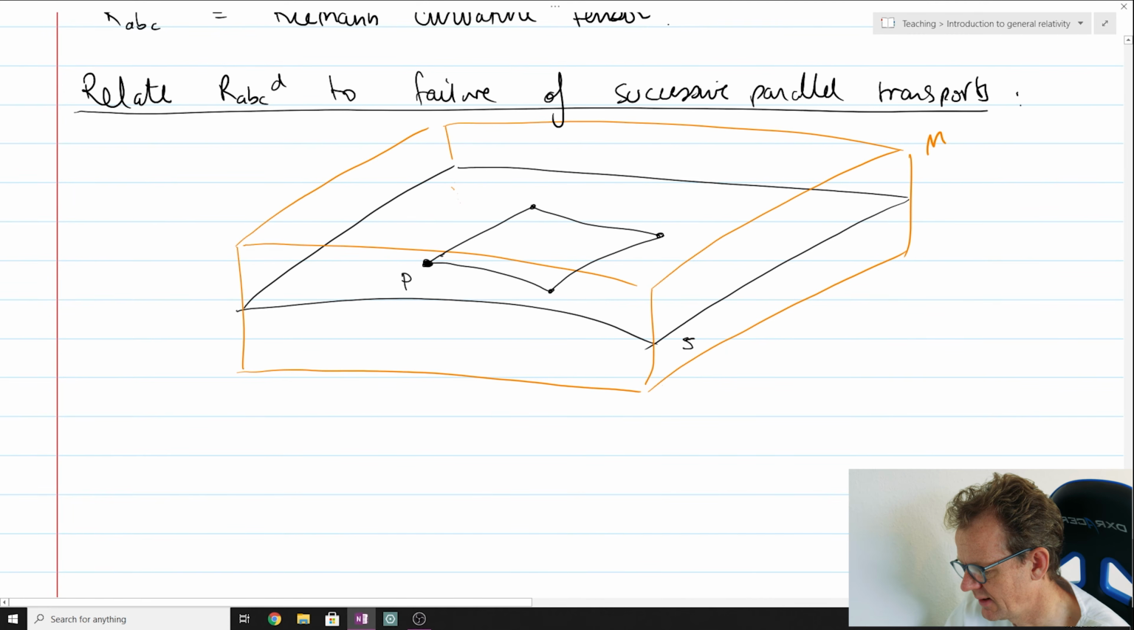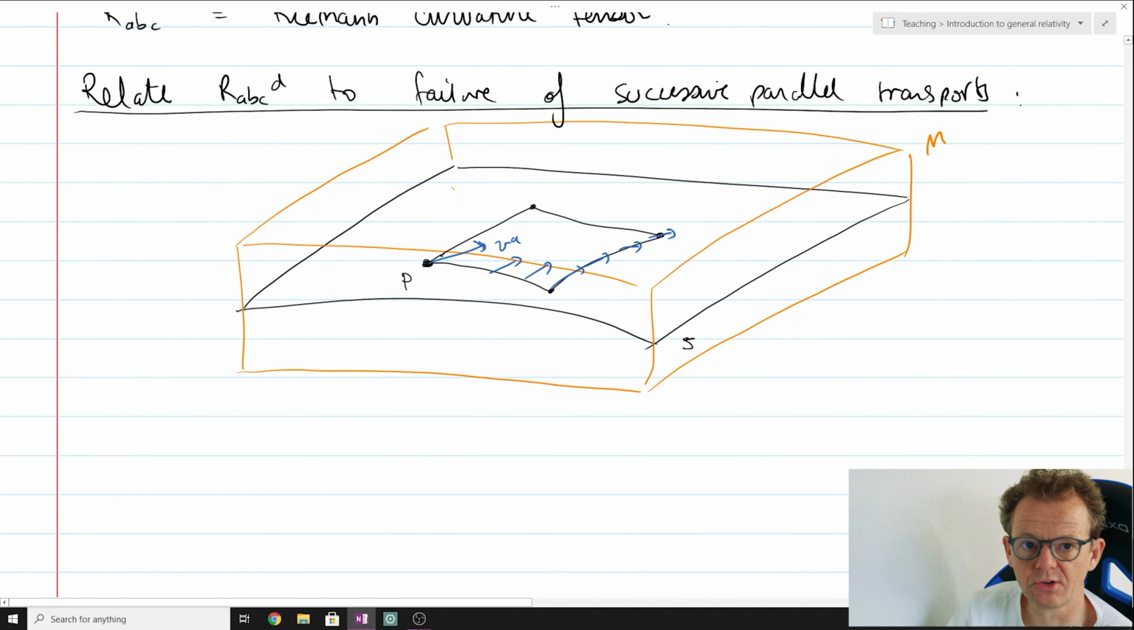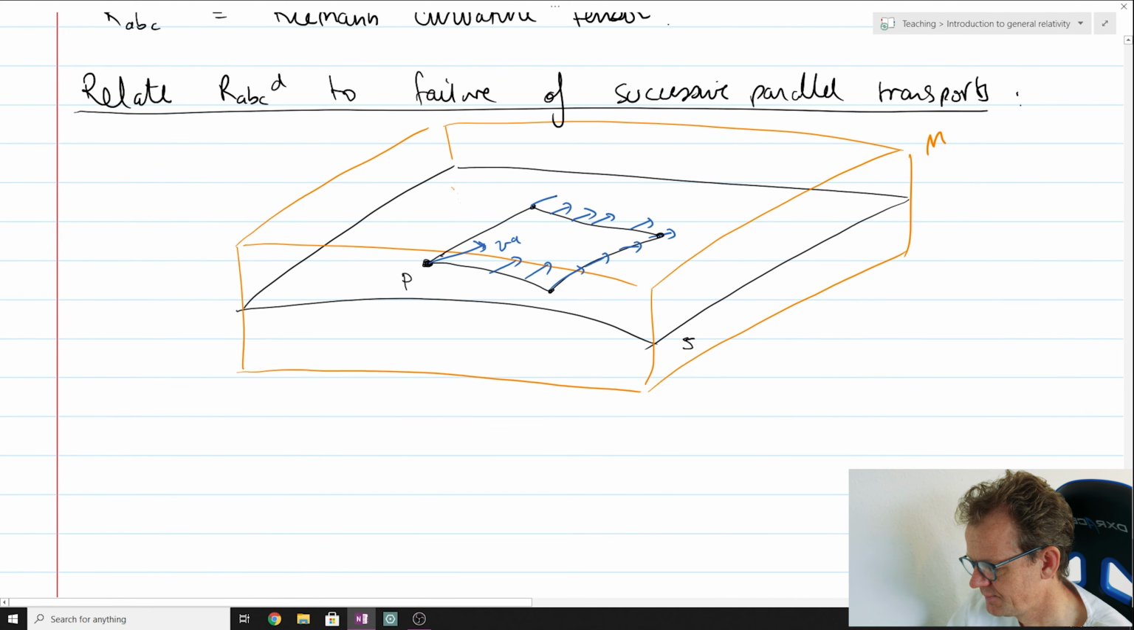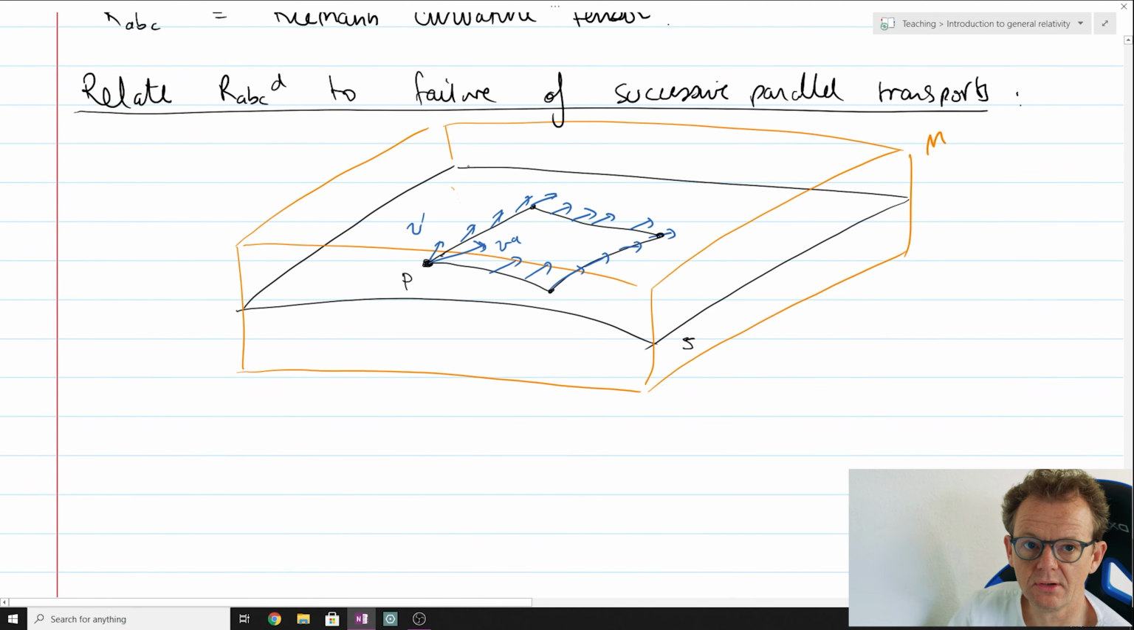So suppose you have a vector V at P, and then you parallel transport it along one direction in your two-dimensional surface. And then you parallel transport it along this next part of a little square that you've drawn in your surface. And then so on, you parallel transport it back. And then at the end of it, you end up with a new vector V prime, which is the result of having parallel transported your vector around this little square inside this surface S of dimension 2.